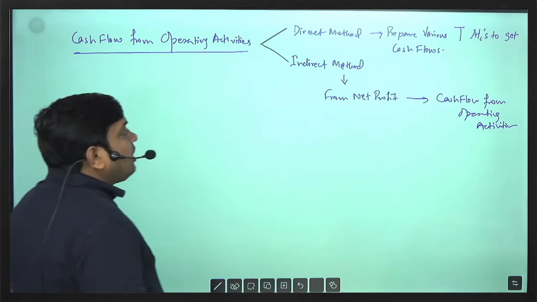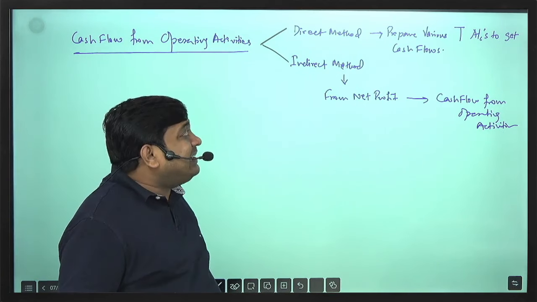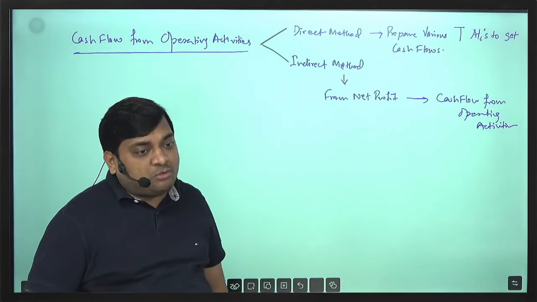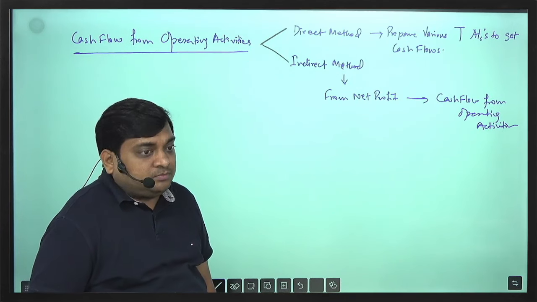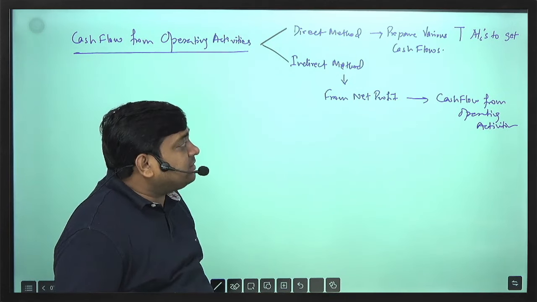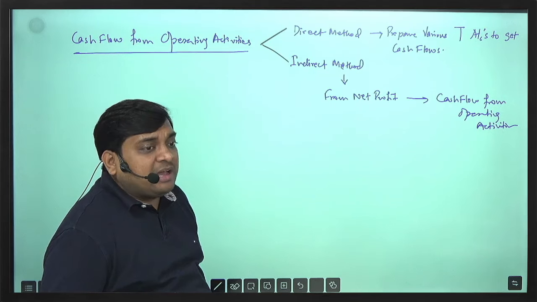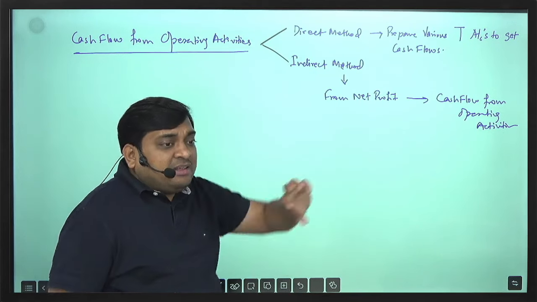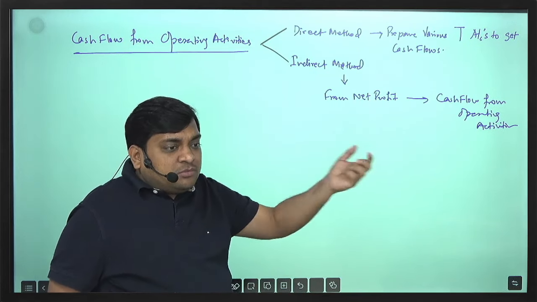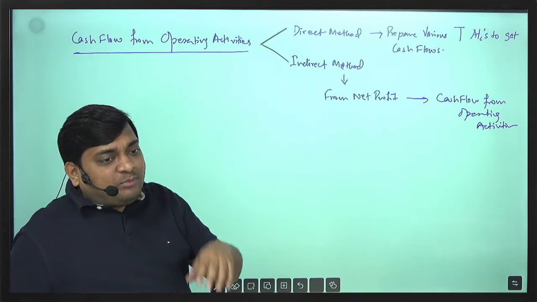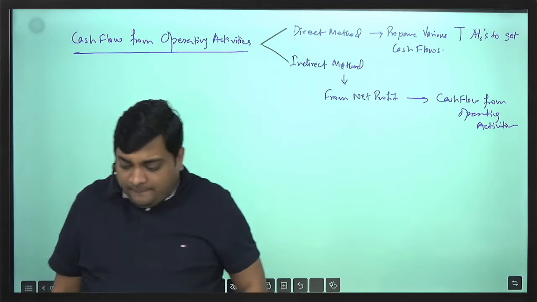So when we talk about the direct method, we have to prepare a lot of T accounts. And when we talk about the indirect method, we don't have to prepare any T account. Straight away from net profit you can get it. There are some adjustments we have to do. So I'll give you one problem. With the help of that problem, we are going to do both the methods. Okay.